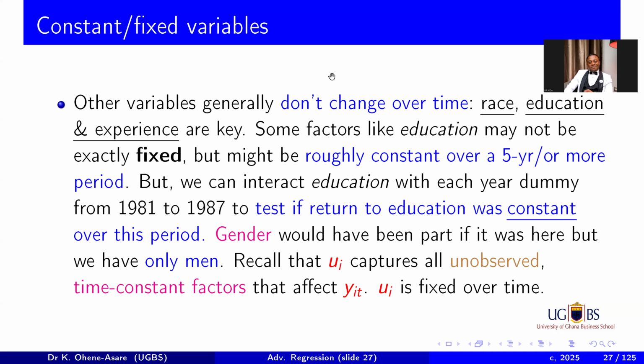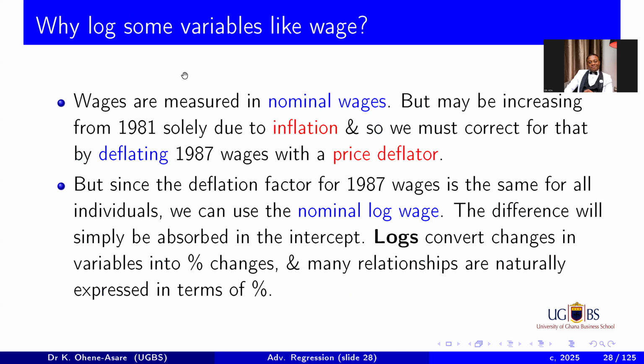But even though such a variable is not changing, we can interact that variable with a year dummy to see whether over the years, education is playing a role. We want to test if the return to education, which is a wage, was constant over the period or not. Now, if we had gender, gender would have been one of the fixed variables. But we don't. And so it will be absorbed into the U-term. I'm just discussing a bit of the variables.